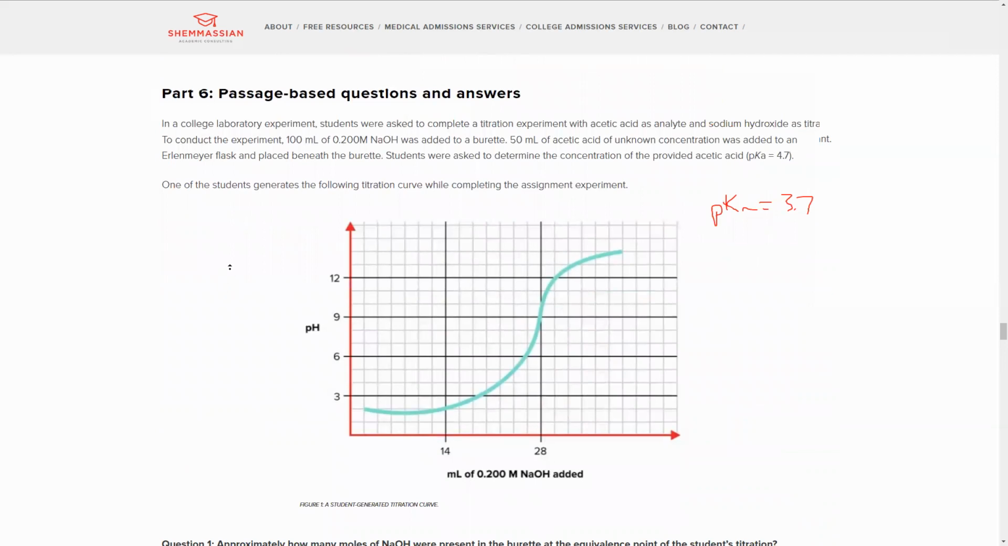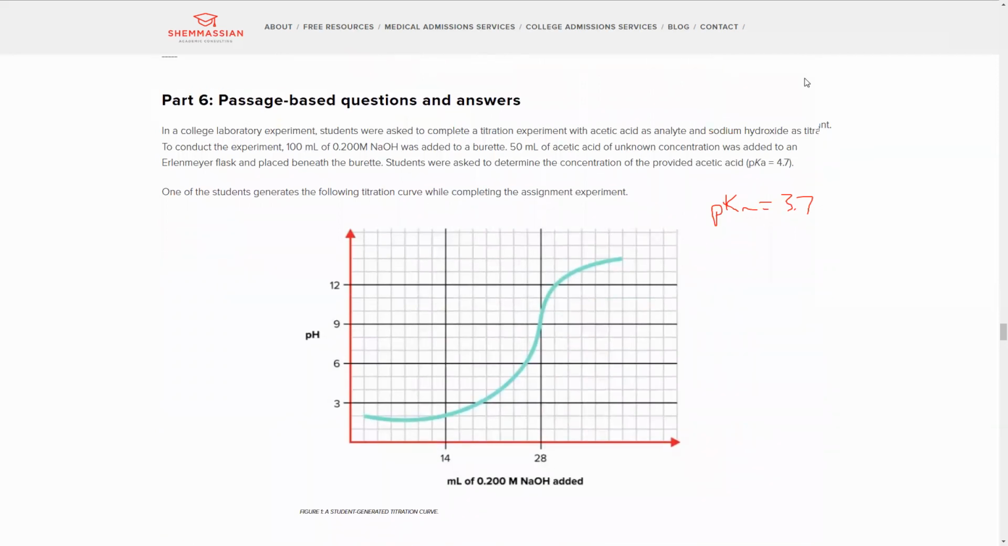So what do you guys think? What is the significance of pKa and how would it affect the pH? First of all, let's talk about pKa. What is pKa?